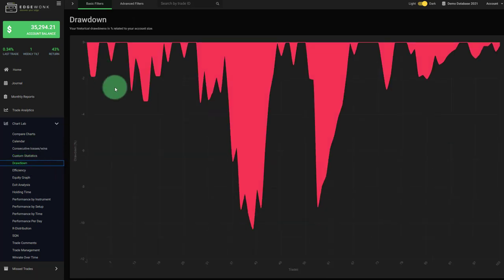The drawdown tab shows you how close or how far away you are currently from your account top. So right now, if you go to the very right, you can see we have a 0.16% drawdown. So this trader is trading very, very close to the account high, which we should be seeing in the equity graph in a moment.